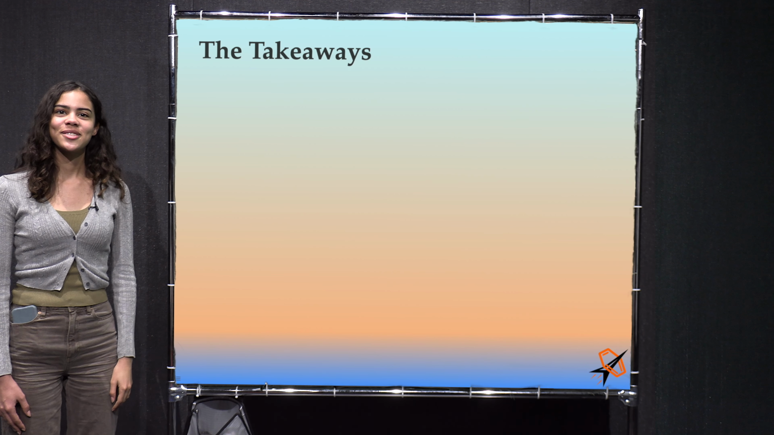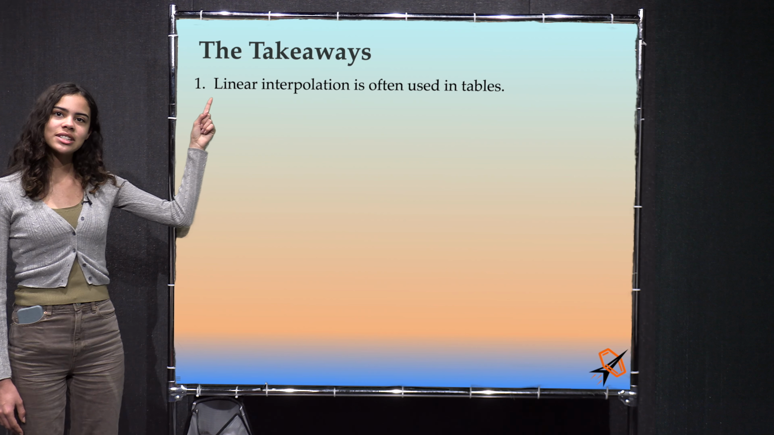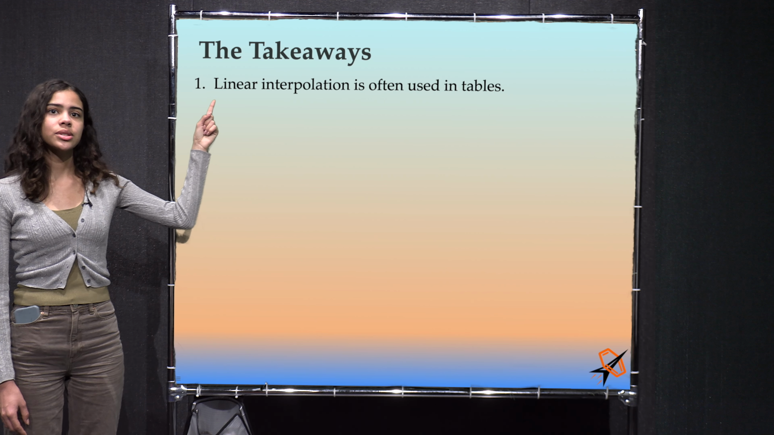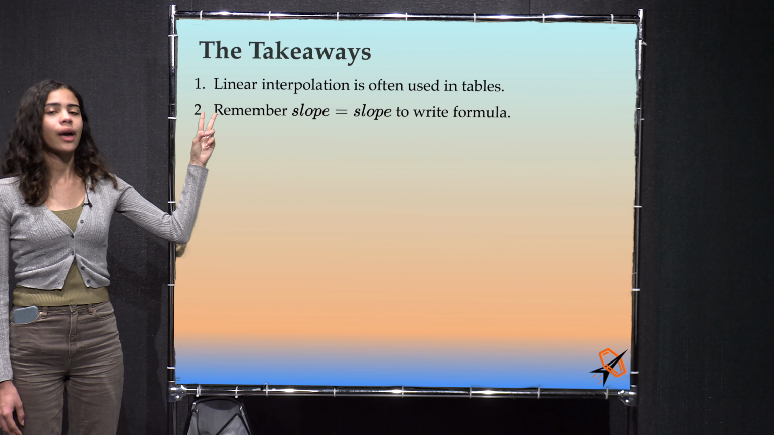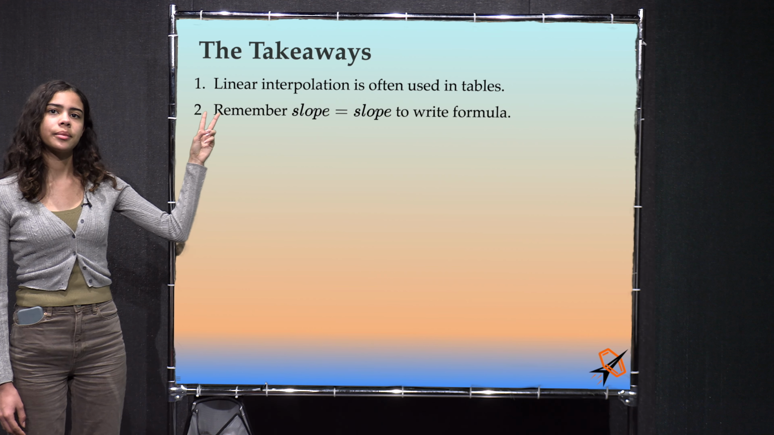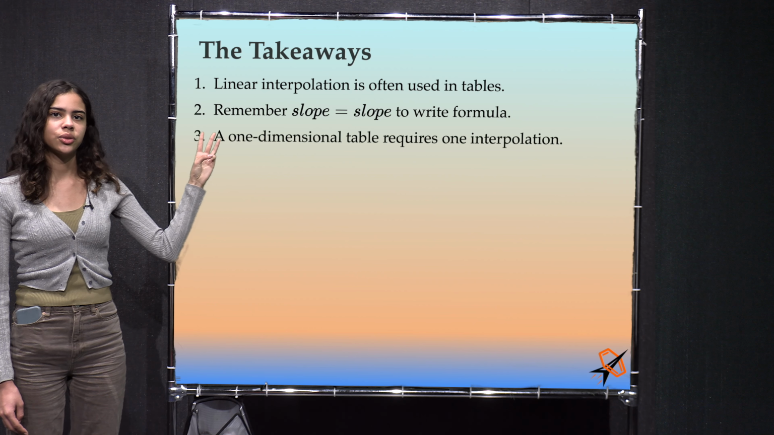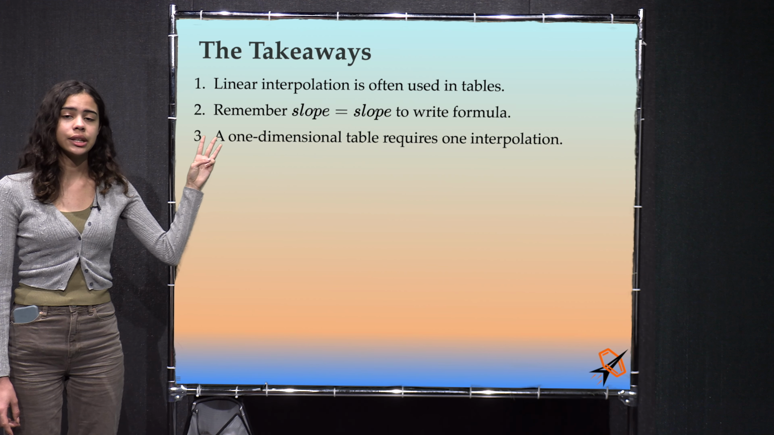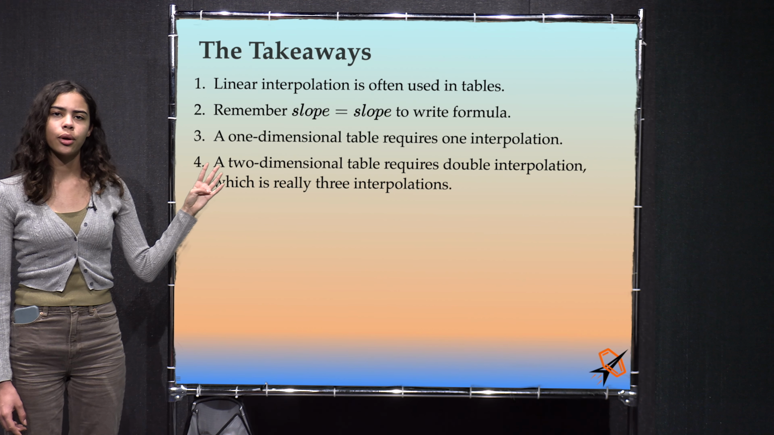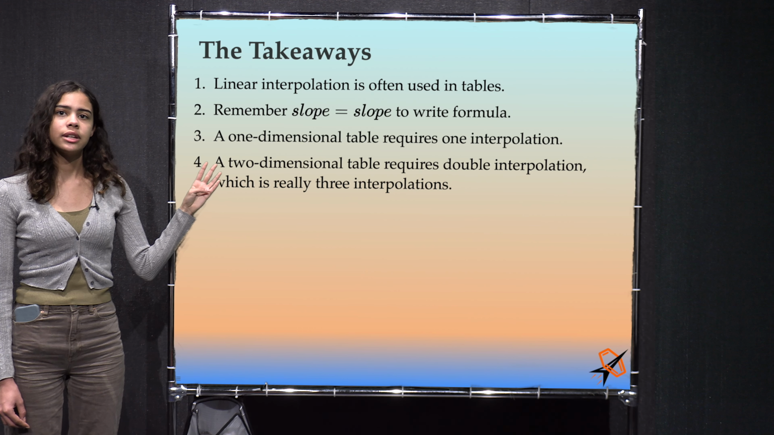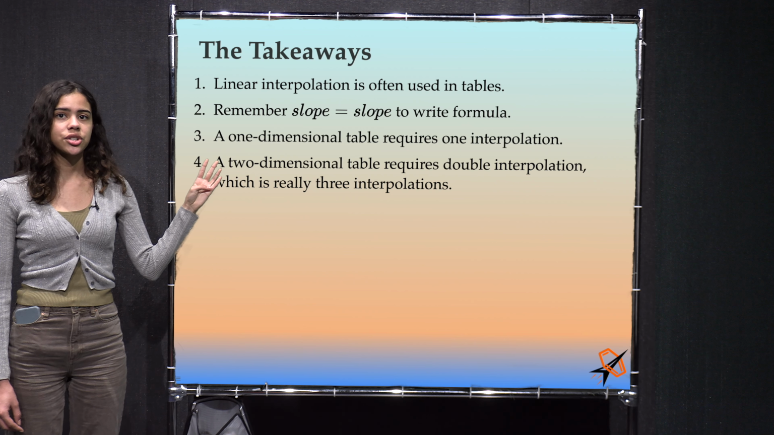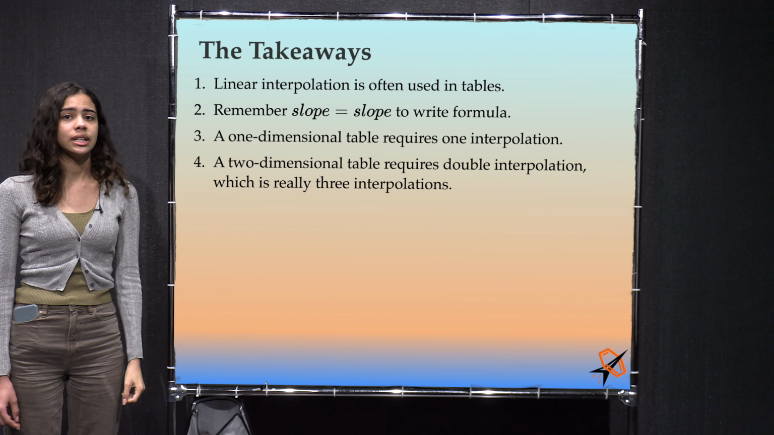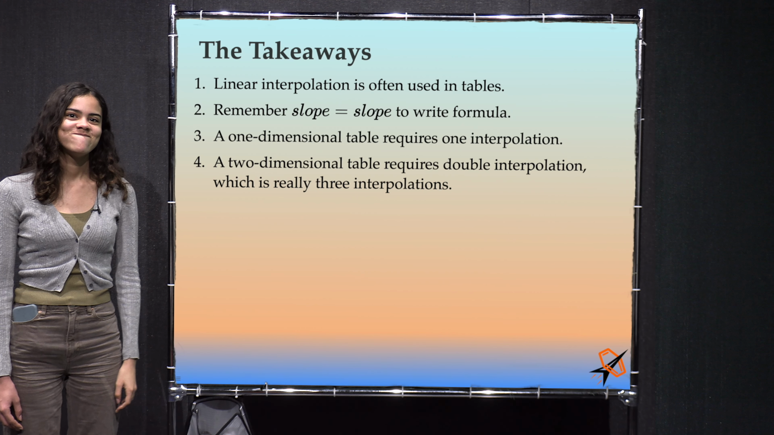The takeaways from this video are: 1. If you have a table of values and you need a value that isn't at one of the table entries, use interpolation. 2. You can rederive the formula if you can remember that slope equals slope. 3. For a table with a single independent variable, use 1D linear interpolation. And 4. For a table with two independent variables, such as temperature and pressure, use 2D interpolation, which actually requires 3 1D interpolations.